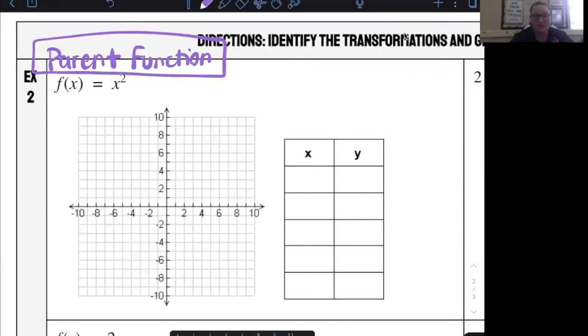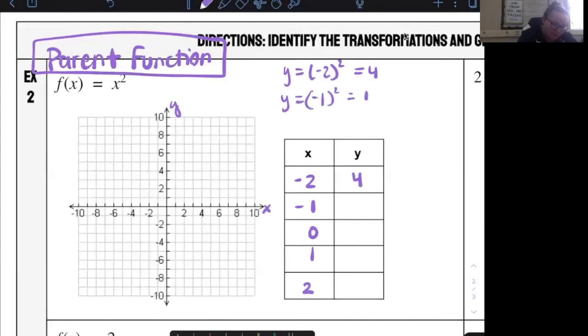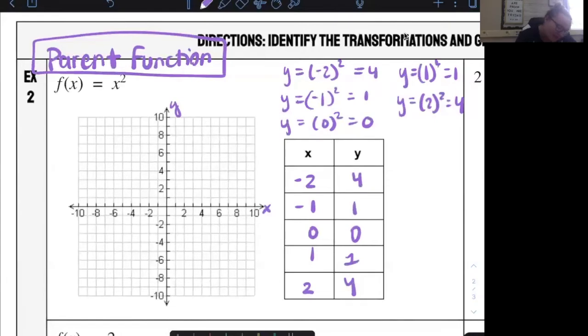So when I graph this, I'm just going to pick a few x values, find some y values, and then plot those points. So let's do -2, -1, 0, 1, and 2, plug them into the function. So then y would be -2 squared, which is 4, -1 squared, which is 1, 0 squared is 0, 1 squared is 1, and then 2 squared is 4. So let's plot those points.